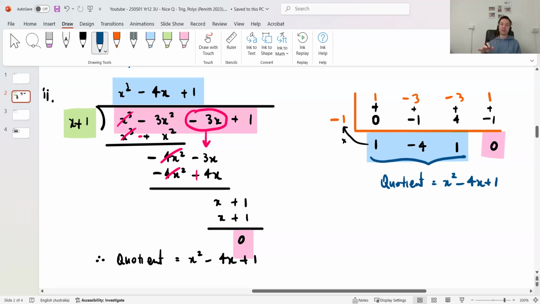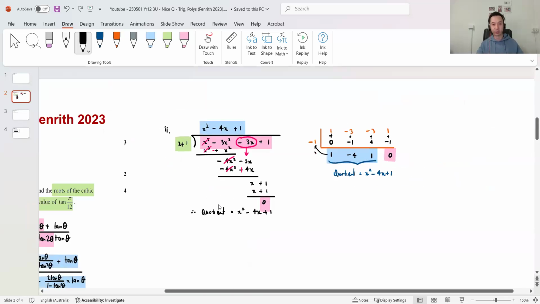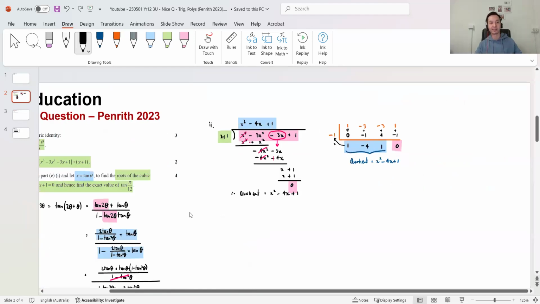Now, synthetic method only works when the divisor is linear. So x plus 1. It doesn't really work when it's x squared plus 1, etc. But when it's x plus 1 or x plus 3 or x minus 3, it works amazingly. Either way, we got our quotient now. 5 marks out of the 9 marks done.